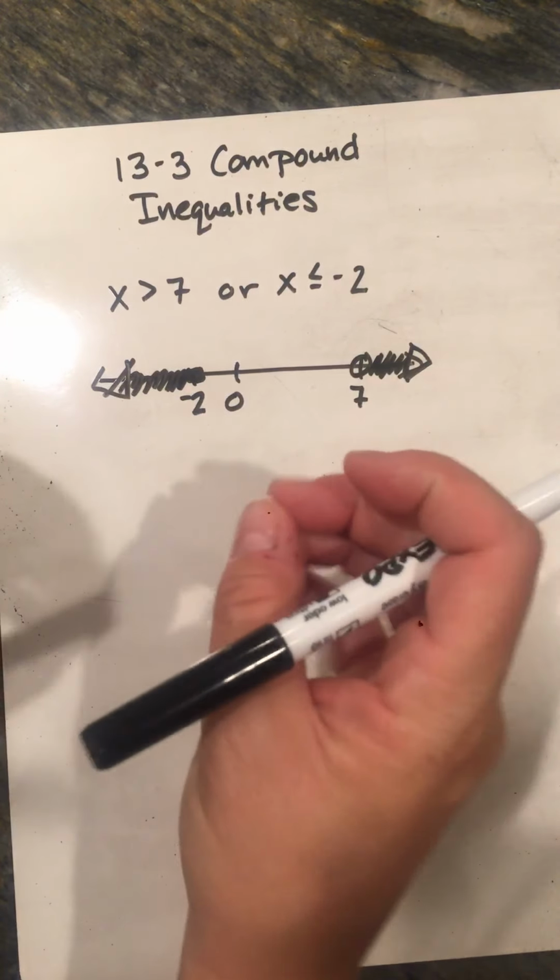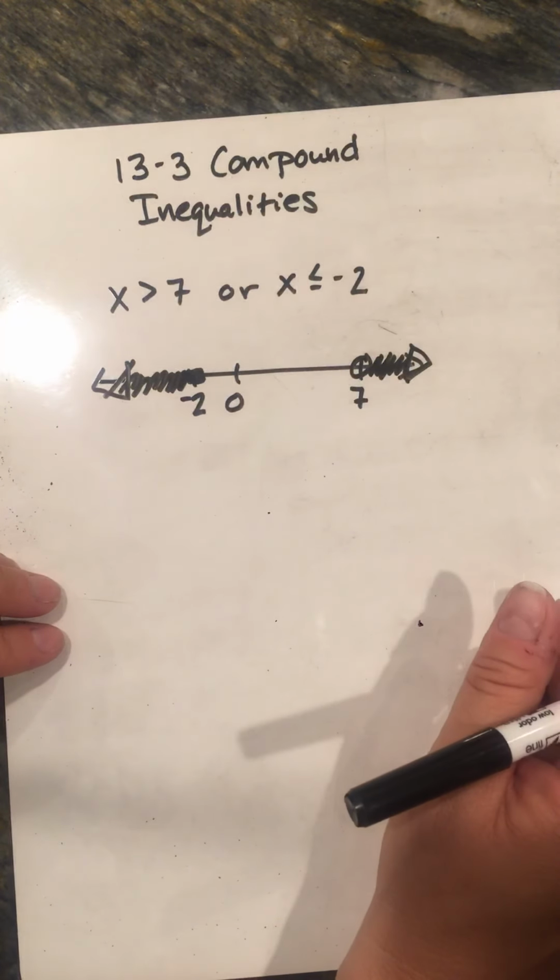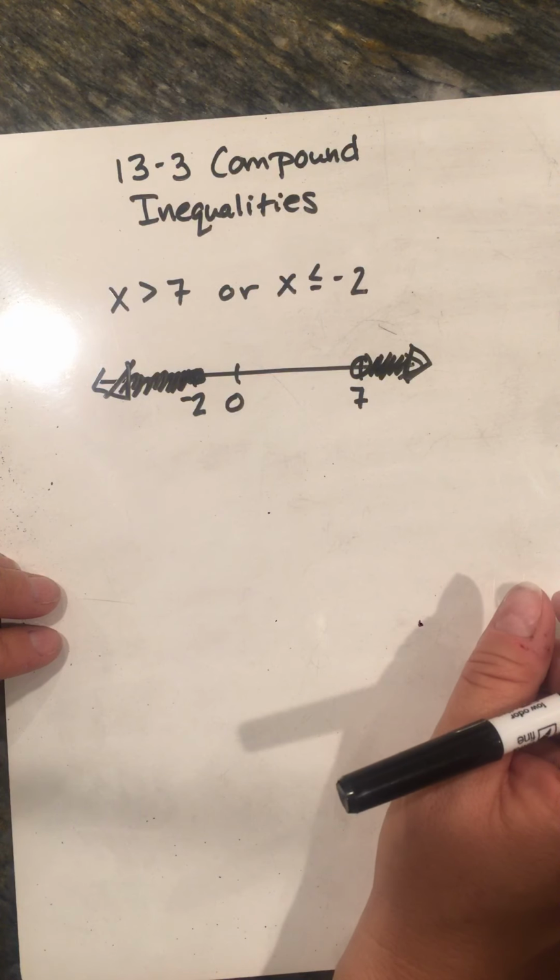Both inequalities are on the same number line. And so we draw them separately like that. All right.